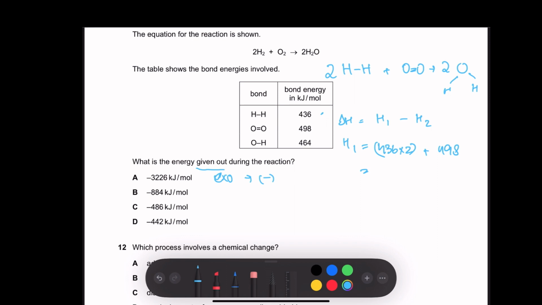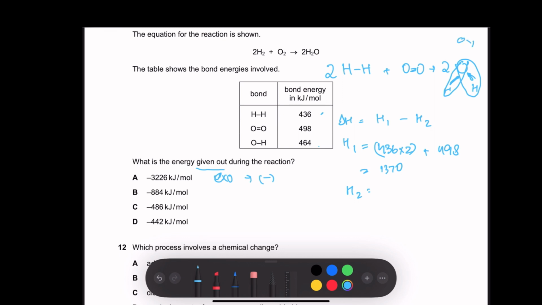436 into 2 plus 498. So it's 1370. And then for H2, the value of OH is 464. In one molecule of water, there are 2 OH. So this is one OH, this is the second OH, and then there are 2 molecules of water. So in total, there are going to be 4 OH.